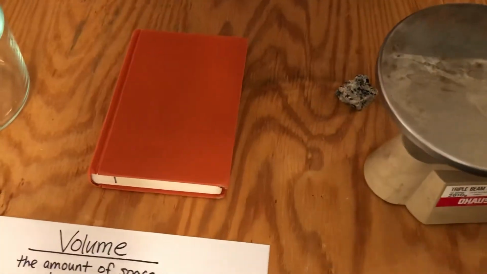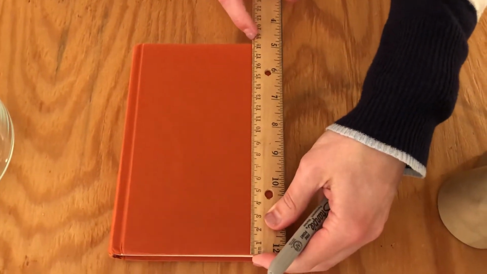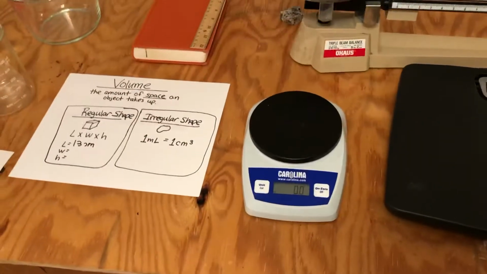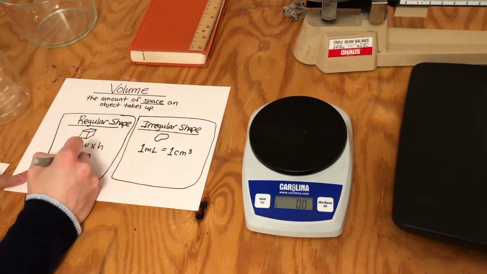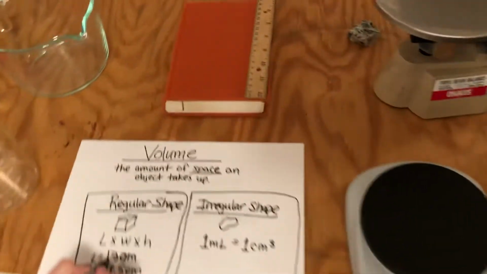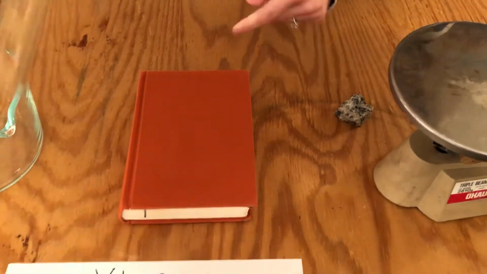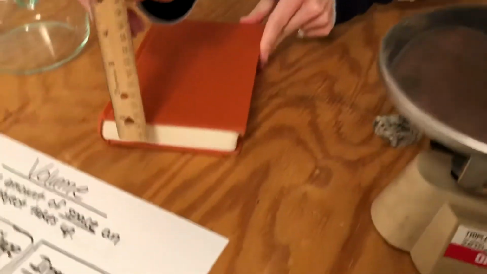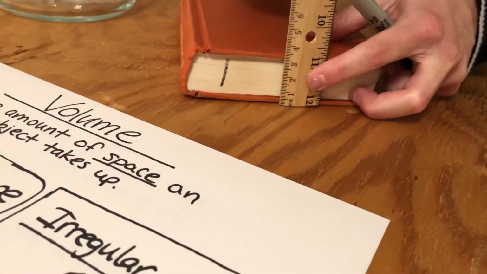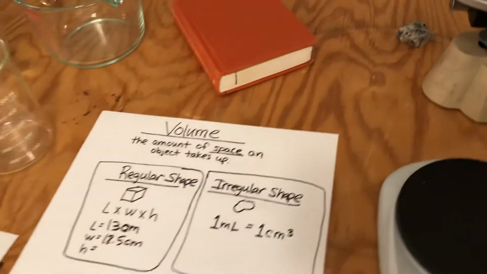Then I'm going to measure the width of my regularly shaped object. If I'm measuring in centimeters, that comes to about 18 and a half. I'm going to do this the right way. These were not skills that they taught in teacher school. The last measurement to find the volume of a regularly shaped object is height. If I take my ruler and measure the height of my book, it looks like it is about 3 centimeters.